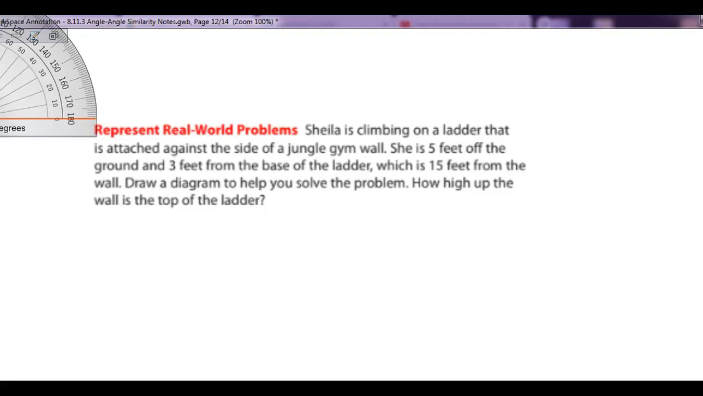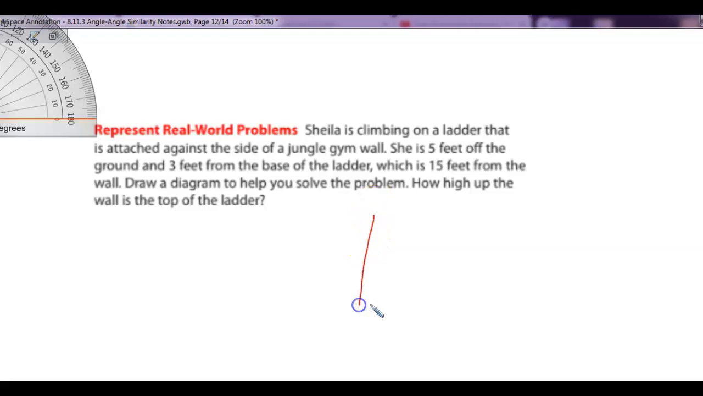There are some real-world problems that you can work. I would suggest drawing them. We'll do this one together, and then you can work on a few in your notes. Make sure you talk to your teacher if you're struggling with this. It says Sheila is climbing on a ladder that is attached against the side of a gym wall. She is 5 feet off the ground and 3 feet from the base of the ladder, which is 15 feet from the wall. Draw a diagram to help you solve the problem. How high up the wall is the top of the ladder?